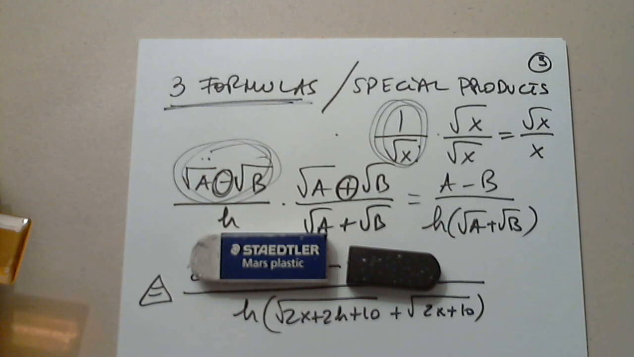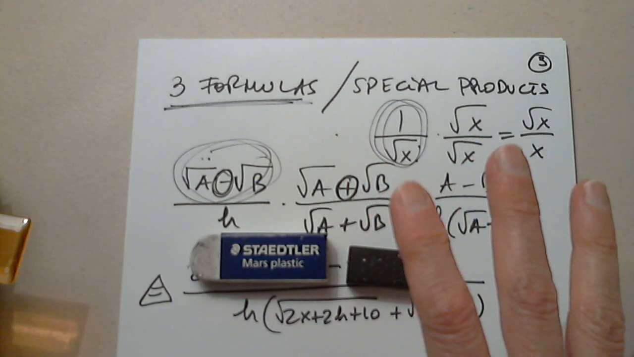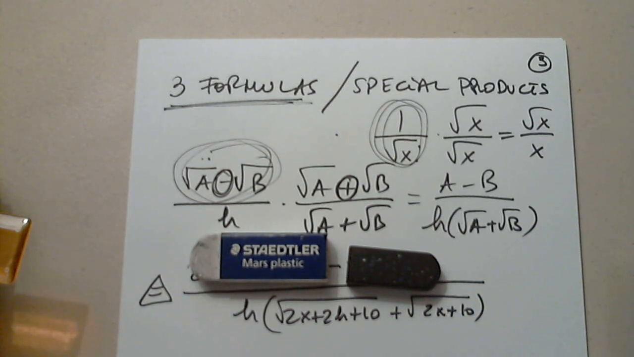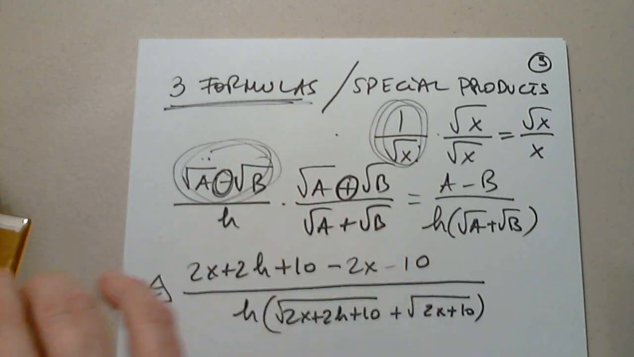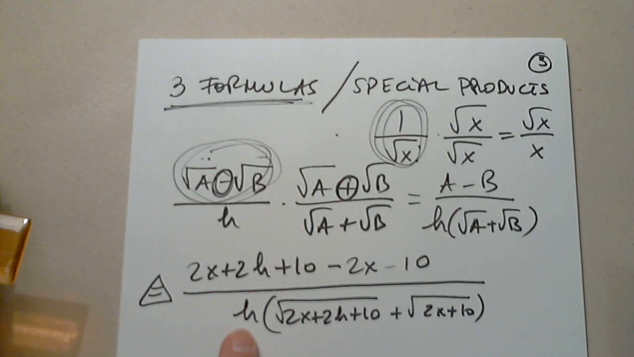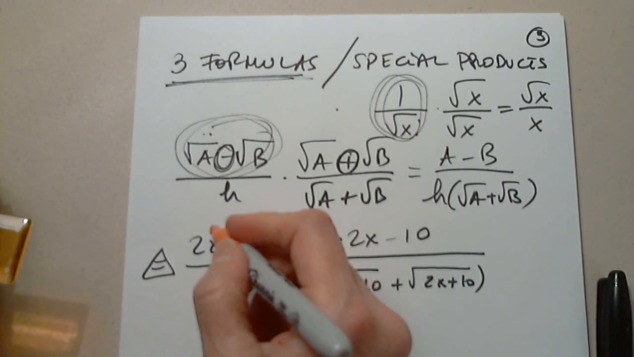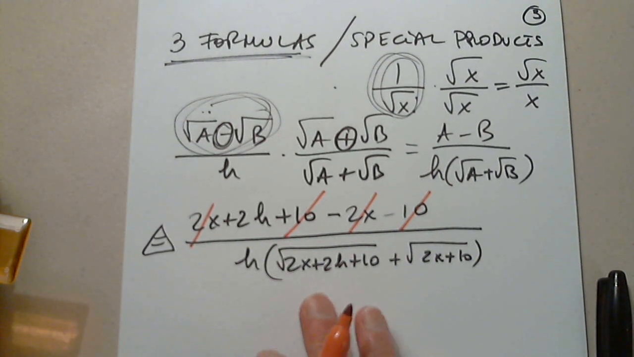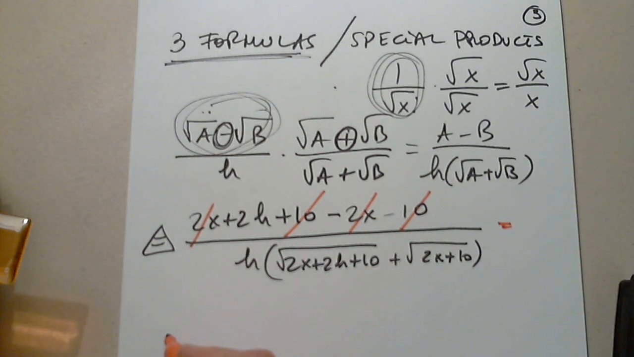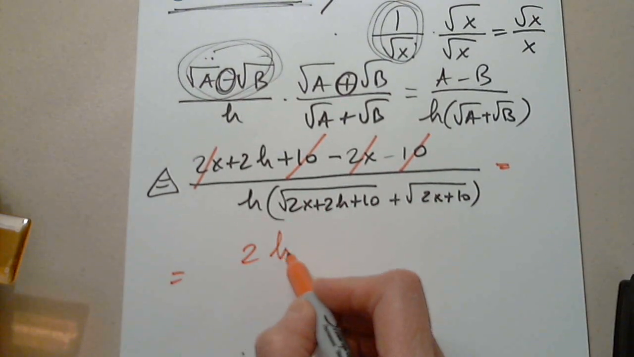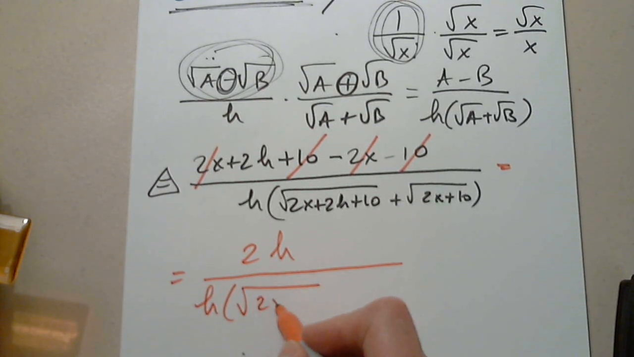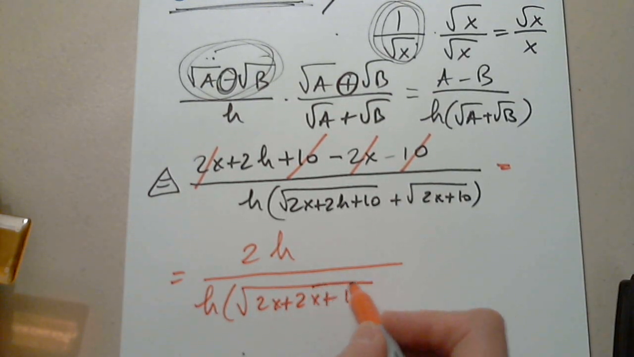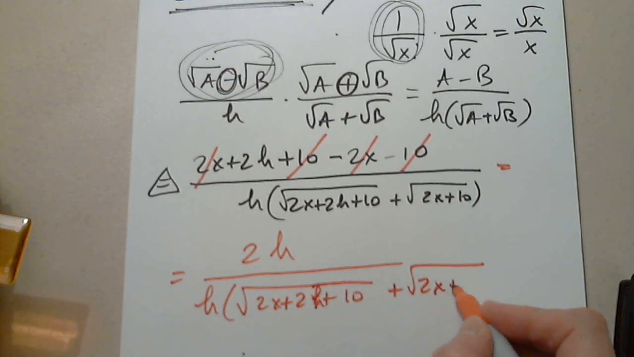We cancel out the top? Not the top. We have to cancel what? The x terms, the like terms. The terms without h. If the terms without h don't go away, we will not be able to clear this one eventually. So the terms without h do go away. That's why I'm begging my students to watch the videos, because this will become ingrained in your system if you hear this several times. So 2h divided by h times the square root of 2x plus 2h plus 10 plus the square root of 2x plus 10.